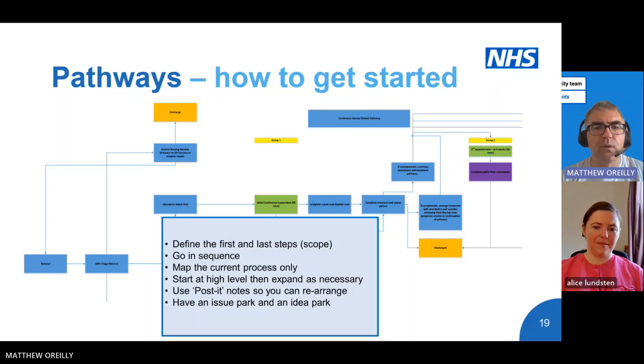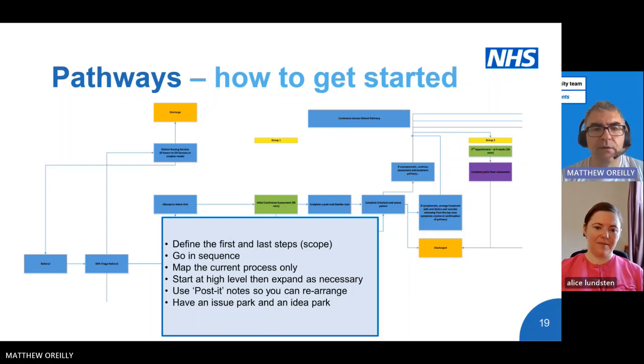And there are a few helpful hints in the blue box on the slide. So if you define the first and last steps, that gives you the scope of your pathway. If you go in sequence, so starting from the first step, working through towards the last step that you've identified, it's really important to map the current process only, and then the conversations you can have around this help you to look at what you might want to change or what you might want to improve within the service.